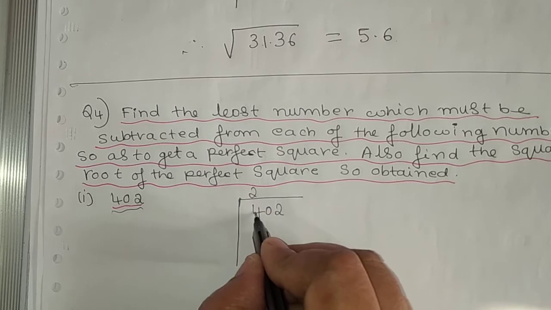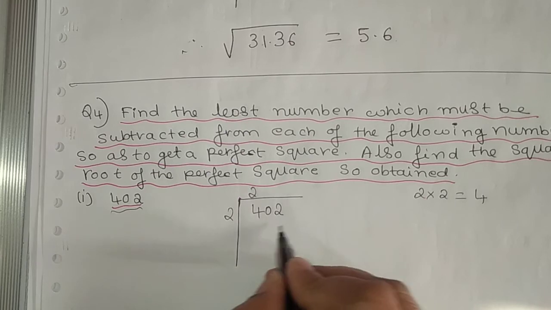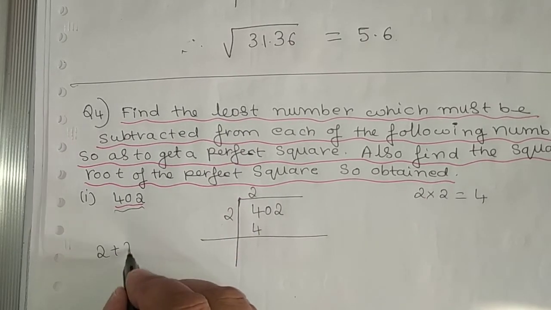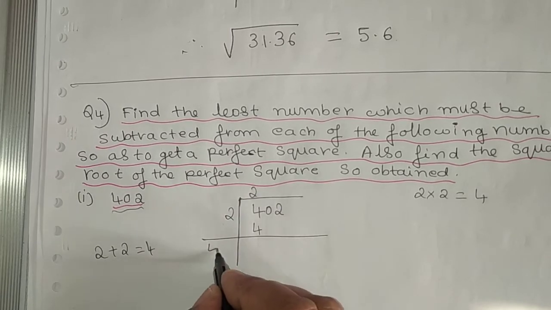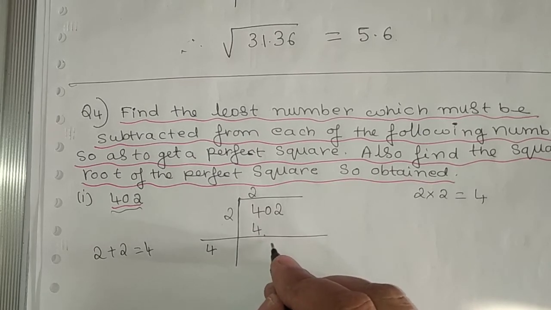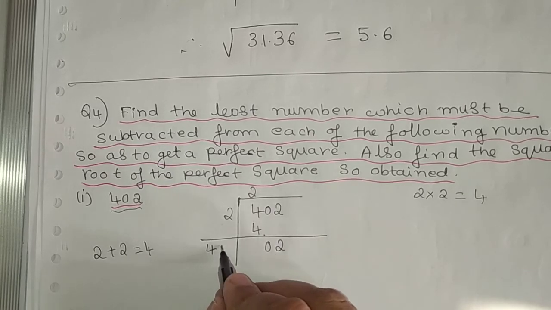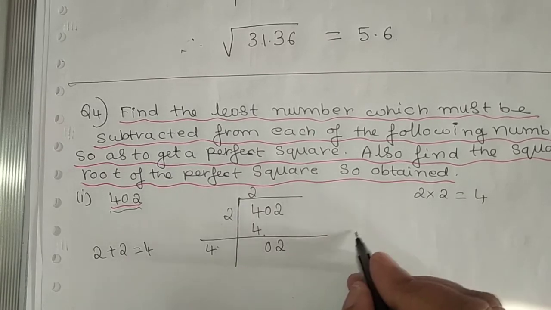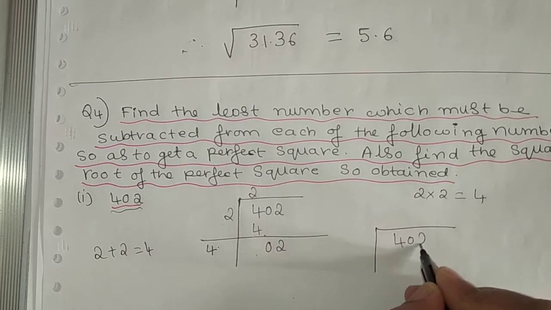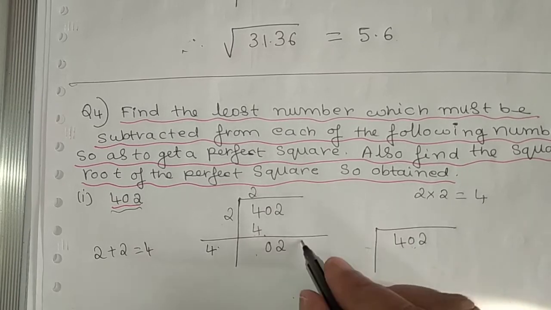The nearest square is 2 into 2 equal to 4. Write 4 here. Then add these 2, that is 2 plus 2 is equal to 4. Write 4 here. Next write down the remainder: remainder 0, 2 we get. Or directly we can write it like this, 0, 4, 0, 2. Since we have to take the pair, this is the solution.